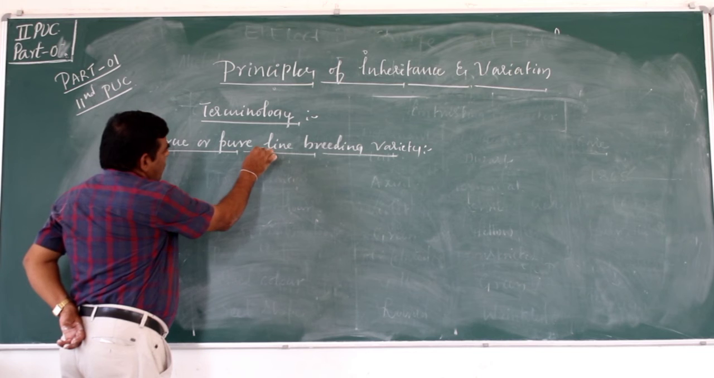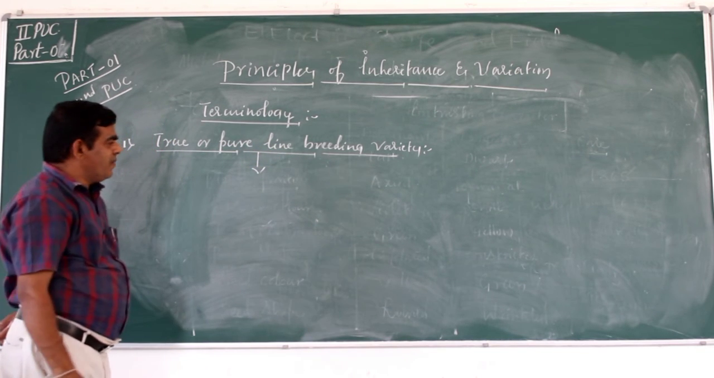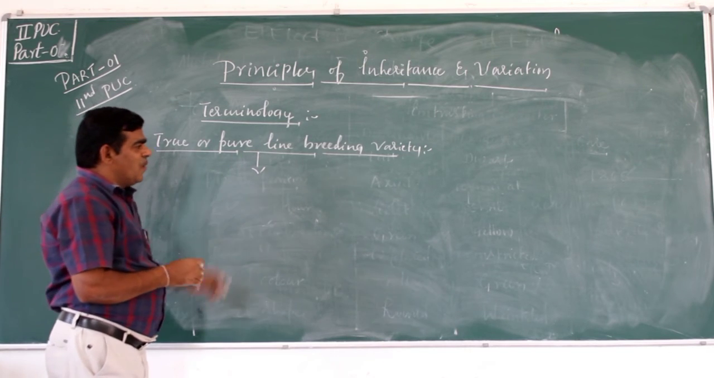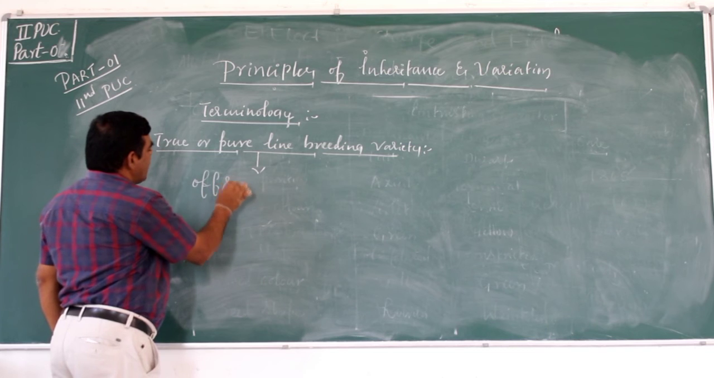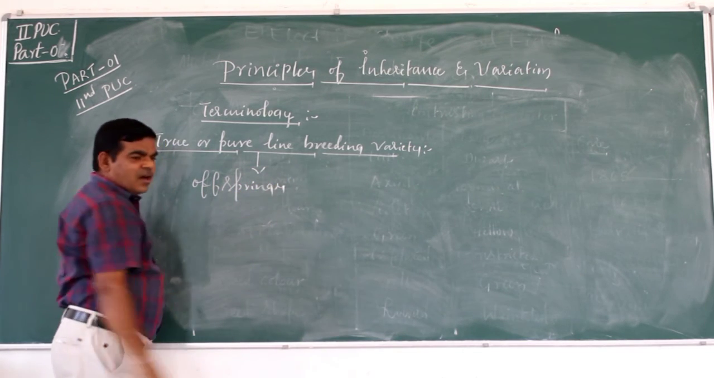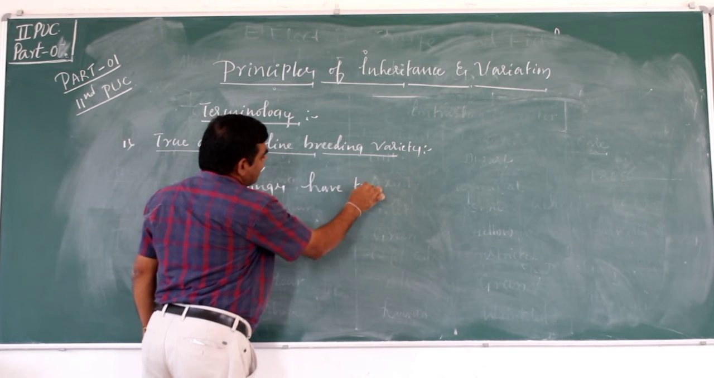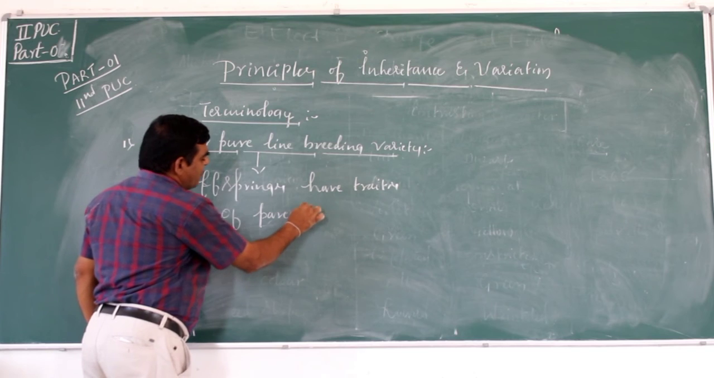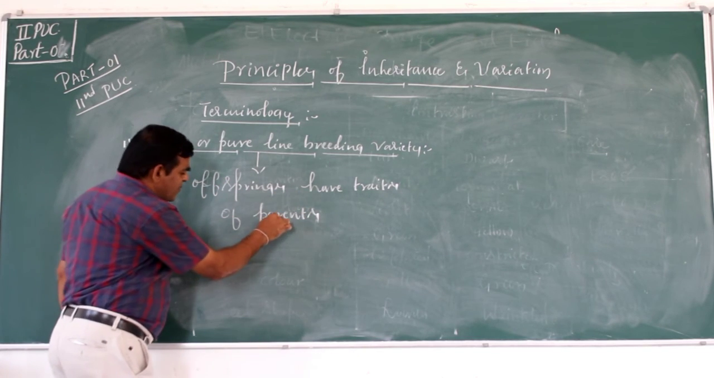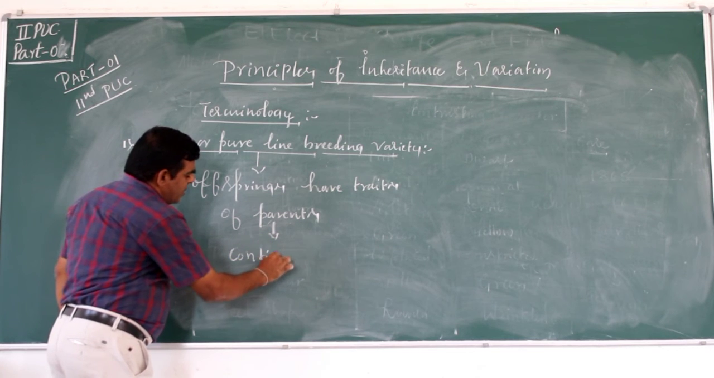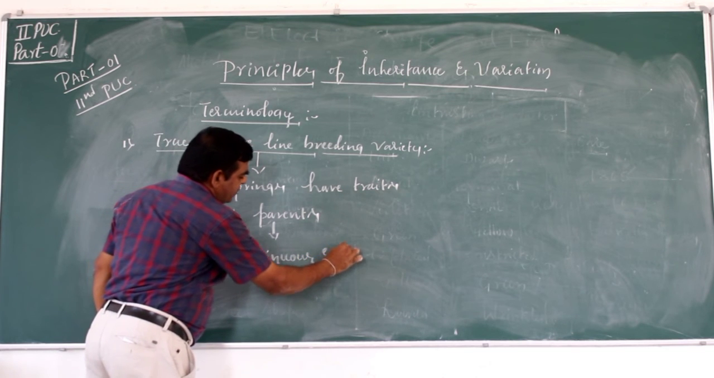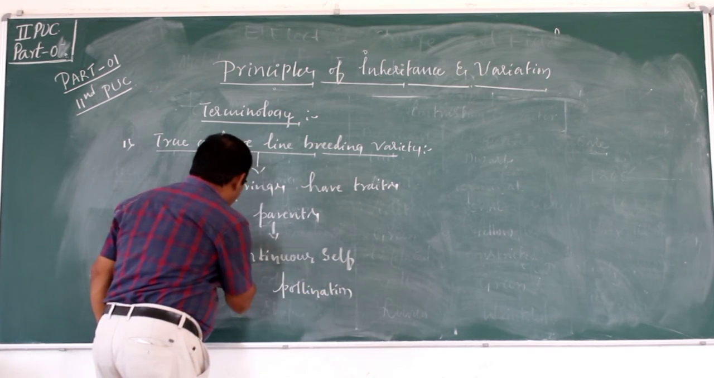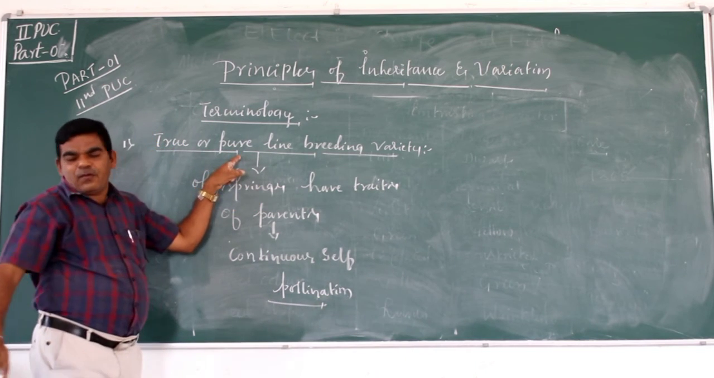So, what is true or pure line breeding variety? The variety in which the offsprings have the same traits as the parents on continuous self-pollination is called pure line breeding variety.